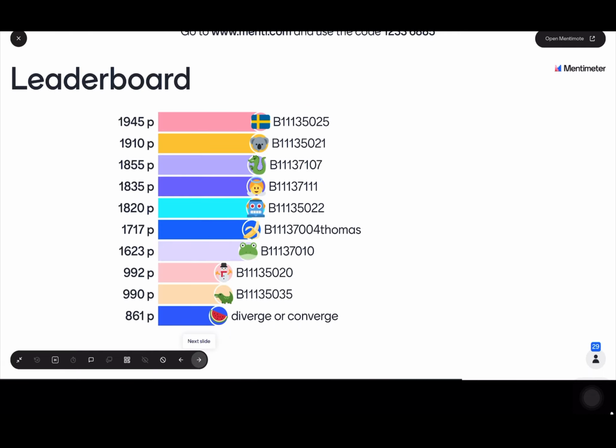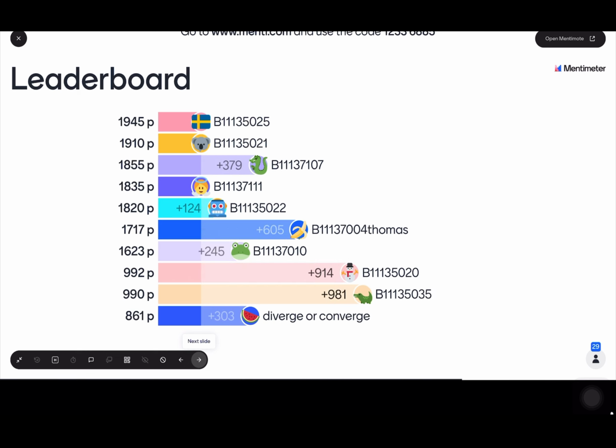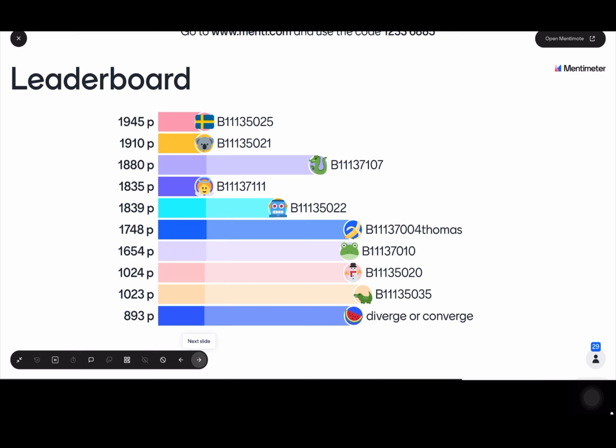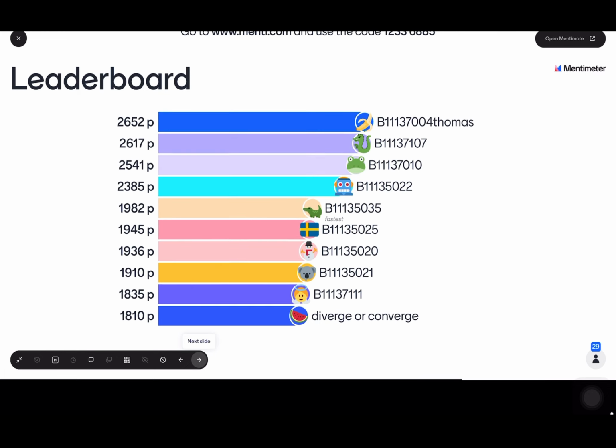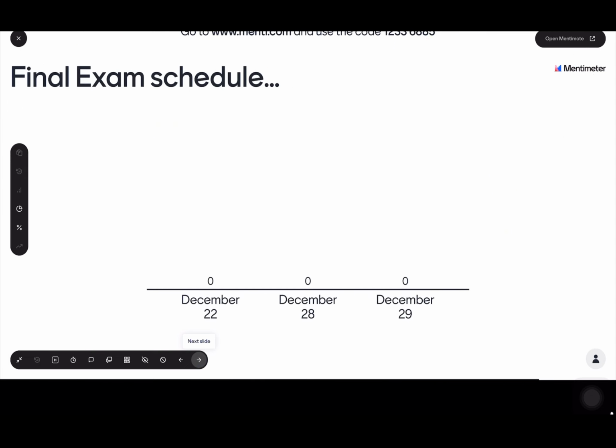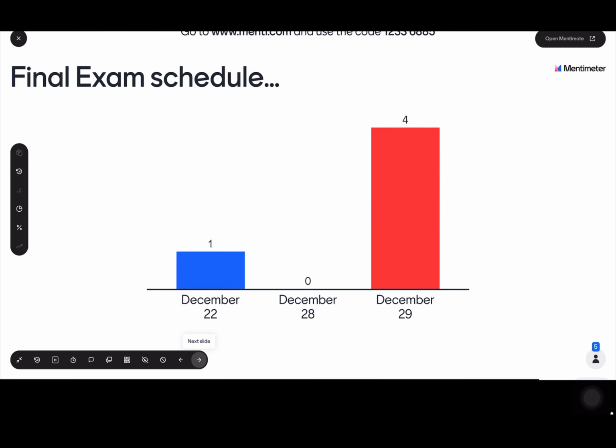Diverge or Converge, who is Diverge or Converge? Okay, why do you always take a unique name? Okay, Thomas, congratulations. Okay, polling. No one from the morning class?